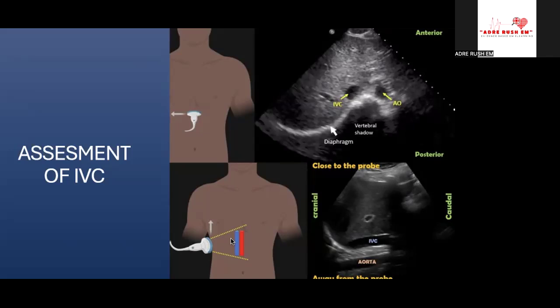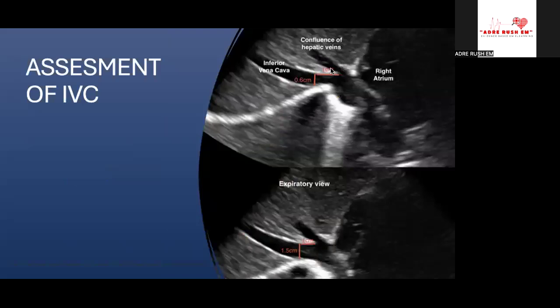Okay. So how do we check? You go to the hepatic confluence. This is how your view will be. So this is the confluence of the hepatic vein with your IVC. You go behind this up to about a centimeter, and this is where you measure your IVC. Okay.